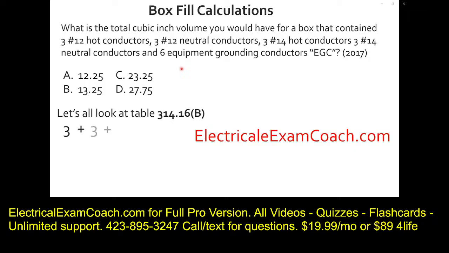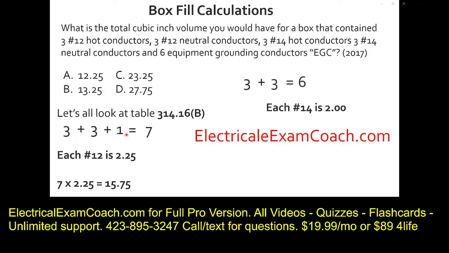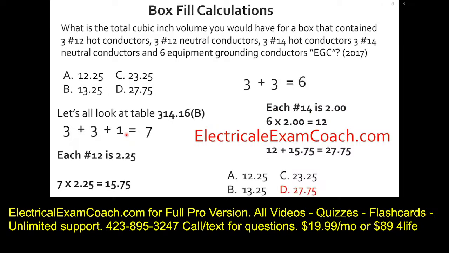We know we got 3 hots, we know we got 3 neutrals, and we're going to group all of those equipment grounding conductors, counting them as 1 with the largest, which happens to be 12. We take and bear that math out. Now let's deal with the 14s. We had 3 hots, 3 neutrals, don't have to deal with any grounds, they've already been dealt with. We take and bear that math out, total the two together, and we end up with 27.75 cubic inches.